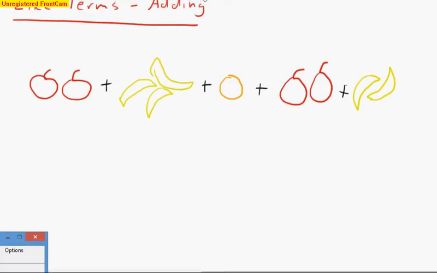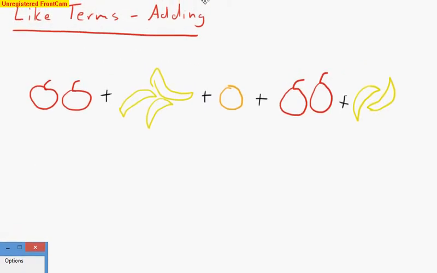Alright, like terms today. We're on lesson 18, and the title of the lesson is not only like terms, but addition of like terms. So we're going to add and subtract like terms. We're not going to multiply and divide them. When we multiply and divide terms, they don't have to be like. But when we add and subtract, they do. So here's kind of an example of what we're talking about.